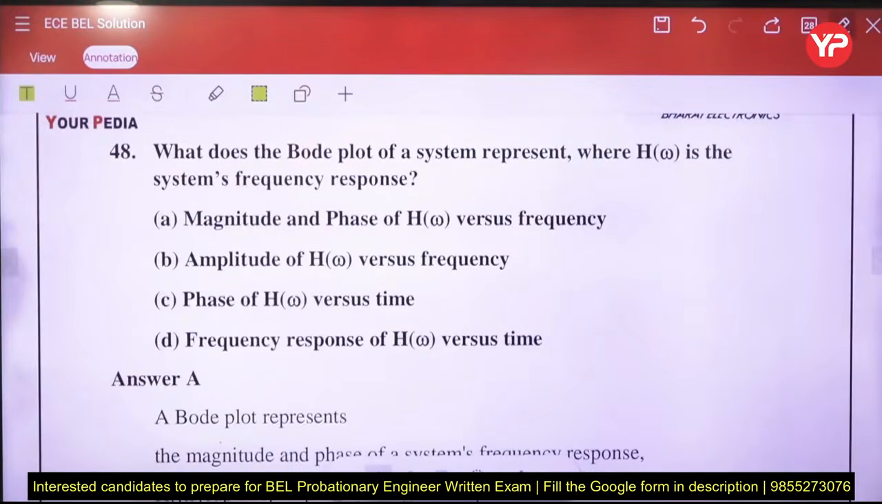Okay, what does the Bode plot of a system represent, where H(jω) is the system frequency response? That will be the magnitude and the phase plot of H(jω), right?